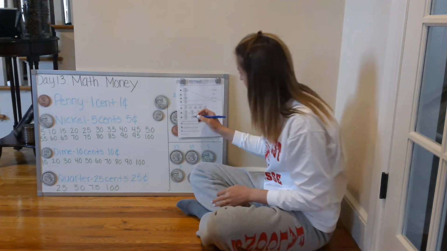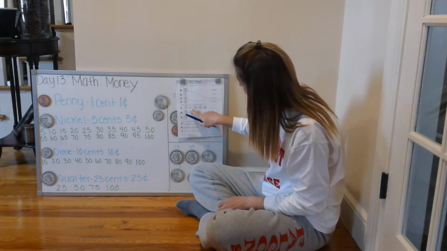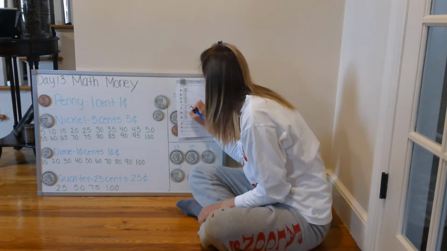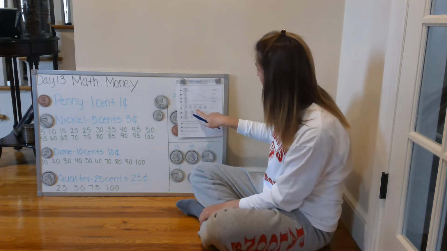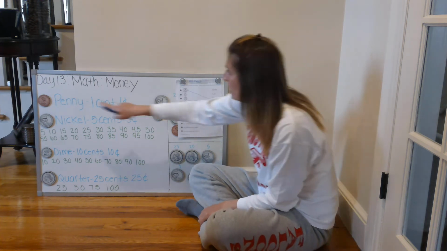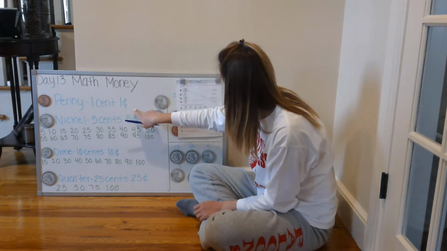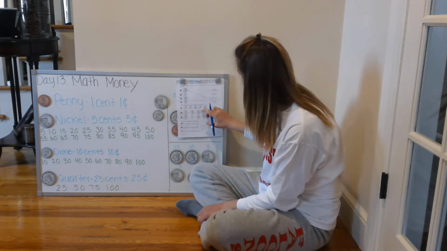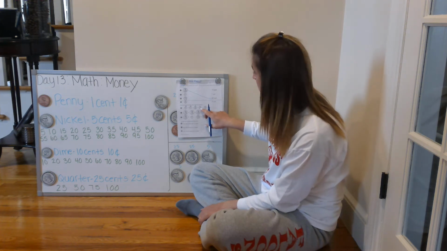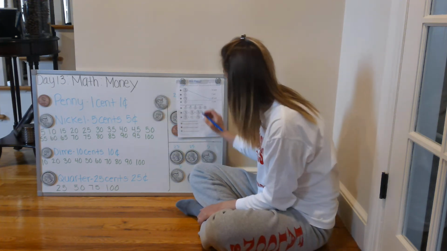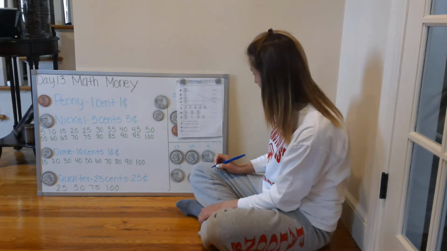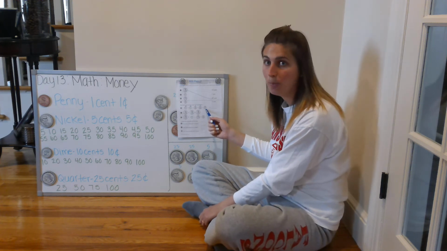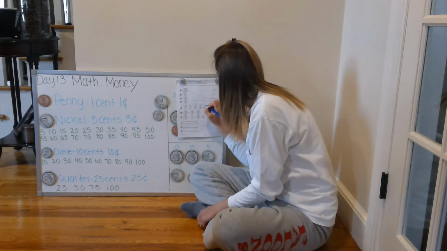My second coin is also a dime, so 10 above the dime. My third coin is a penny, and a penny is worth 1 cent. So we're going to write the number 1 here. And then my next coin is also a penny, and a penny is worth 1 cent. So we're going to write the 1 above the penny. And then my last coin is also a penny, and a penny is worth 1 cent, so we're going to write the number 1 above it.